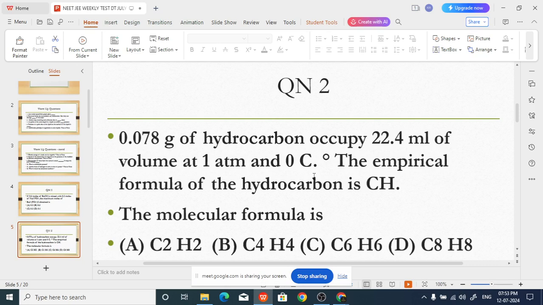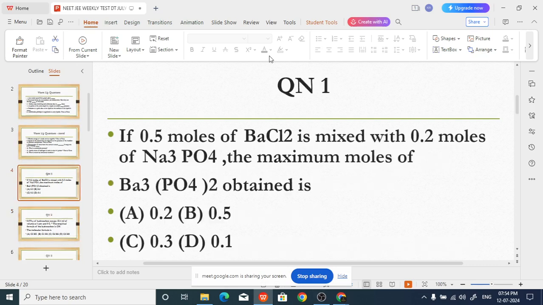So 0.078 gram of hydrocarbon occupied 22.4. See, here I'm telling you, we are not going to do the theory. Theory you have to study in your school. Maybe you would not have done the problem there, but theory you have to study there. Here we will try to apply the theory and solve the problem. So that is the whole idea here. If you say it's not done, I doubt it. Question 1, they would have done molar mass, all these things. I don't know whether they have done it. Yes, sir.